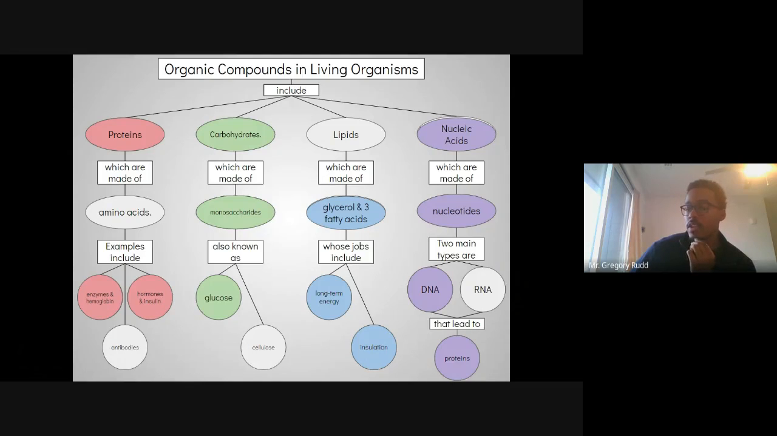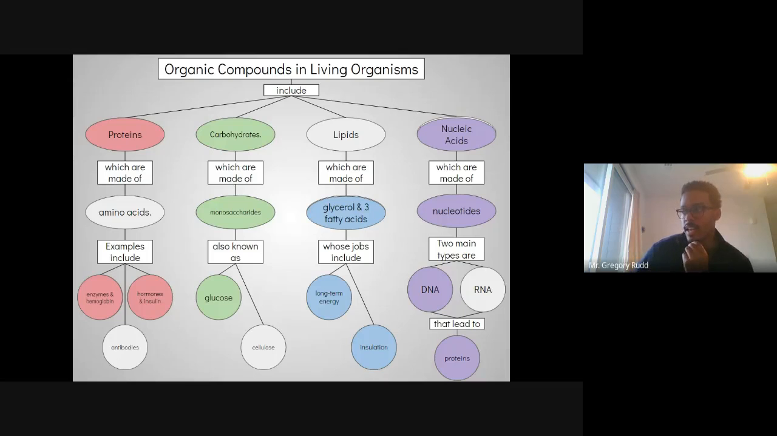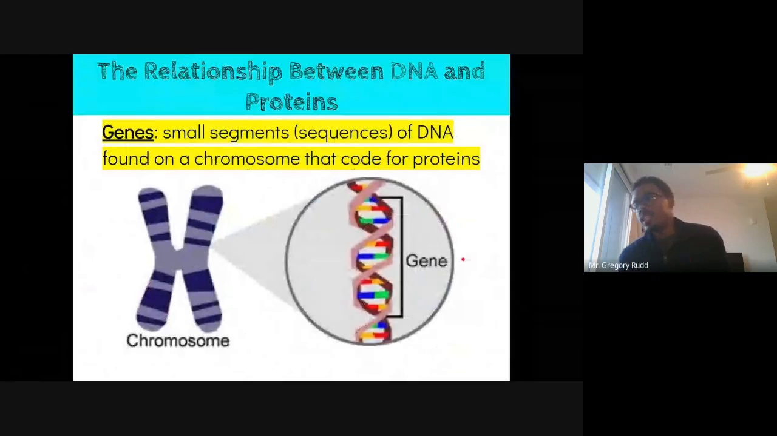And yeah, Jason, so you're right. It does lead to genes, and genes eventually lead to proteins. So every gene codes for a specific protein. So you are correct. I just kind of skipped that step, but thank you for mentioning that. Okay. And this is what you're talking about. So genes are small segments of DNA found on a chromosome that code for proteins.